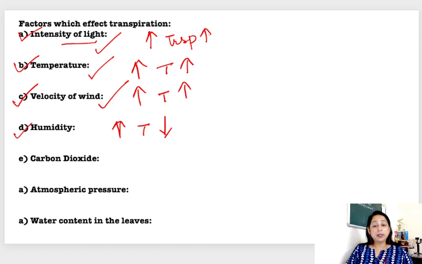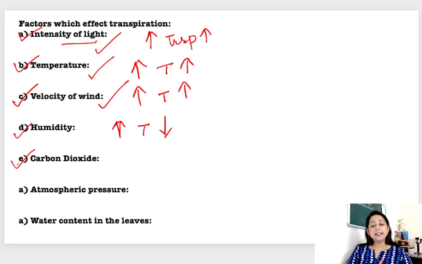Why? Because there is already a lot of water outside, and the plants are also giving out water, so that moisture does not come out. The water vapor has a holding capacity. For example, if you fill a glass of water all the way to the top and pour more water in, the water will spill outside. So humidity means moisture in the air. If moisture is already there in the air, then more moisture will not go. So humidity is more, transpiration is less.